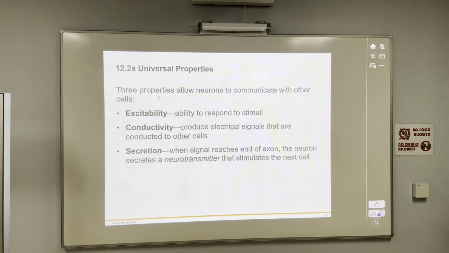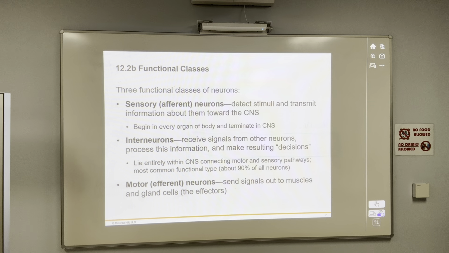So all the nerves are excitable. That means they have the ability to respond to stimuli. They have conductivity, so they produce electrical signals that are conducted to other cells, and they're important for secretion. So when a signal reaches the end of the axon, the neuron secretes a neurotransmitter that stimulates the next cell. The sensory afferent neuron detects the stimuli and transmits the information about it towards the center. Remember, the arrow is going to point. Sensory is going to go from the receptor towards the central nervous system. Very good.